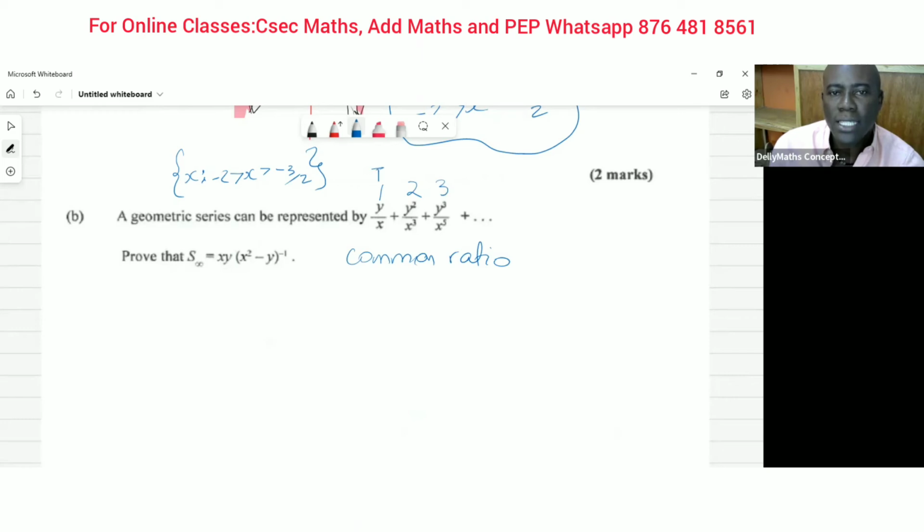So that's T1, that's T2, and that's T3. So what we're saying is, we can find the common ratio by dividing the terms. I can divide T2 by T1, and it's going to give me the same thing as T3 divided by T2. Understand? So we could check it out now just to prove that it's a common ratio. All right. So let's go.